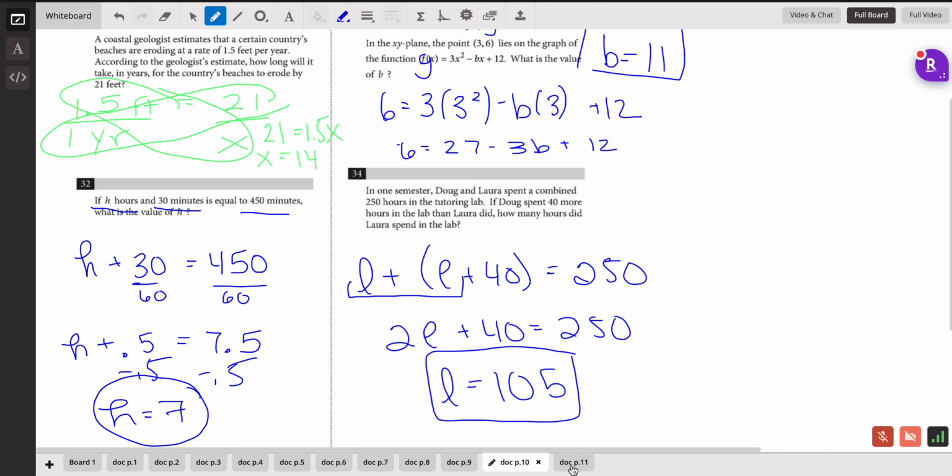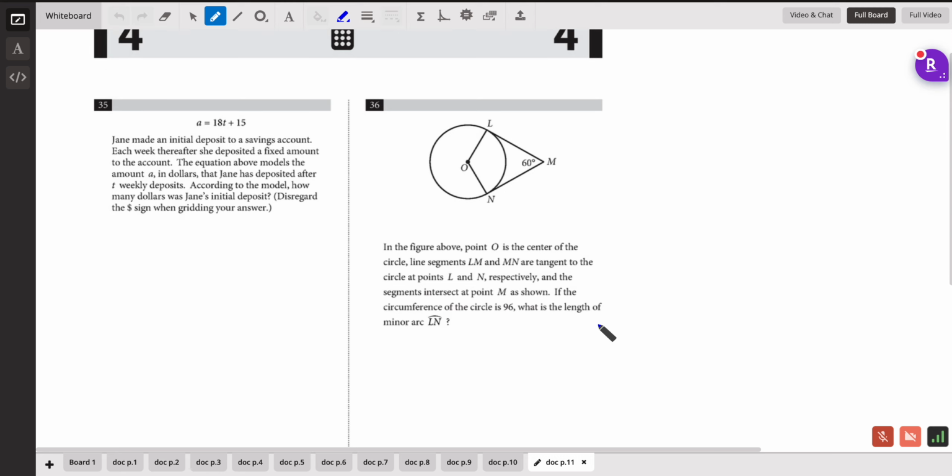All right, and we just have the last two because we're not doing 37 and 38. I'm going to skip all this reading and go ahead to the question. According to the model, how many dollars was Jane's initial deposit? Look at the equation. Okay, we know that the initial deposit in an equation is always the y-intercept, and the correct answer here is 15. That's it. Simple.